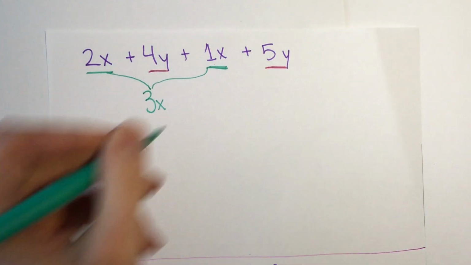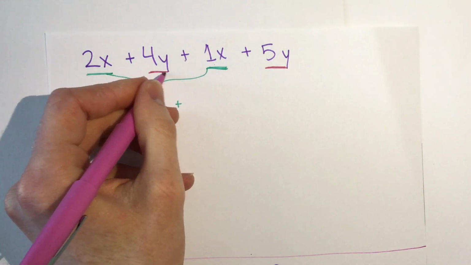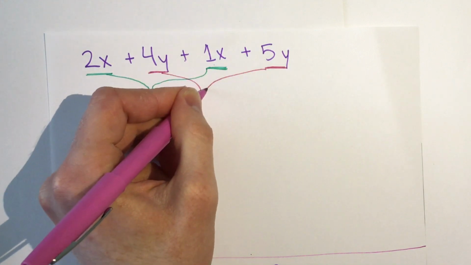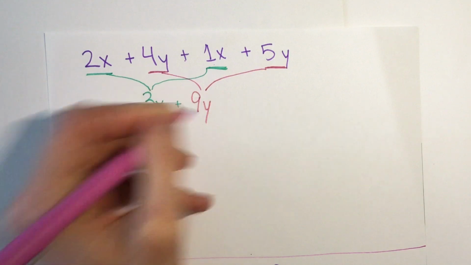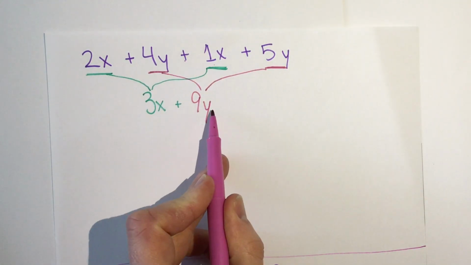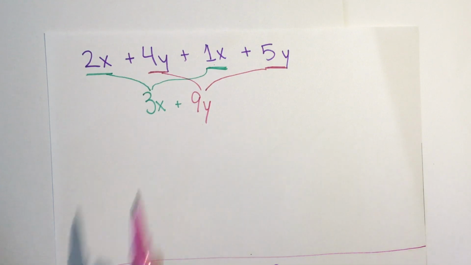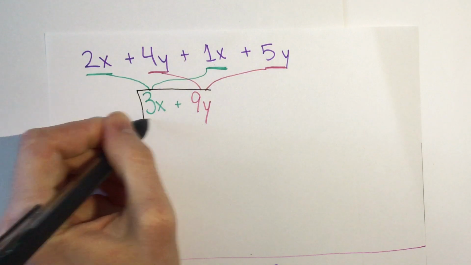But then we add the next part. We look at our y's. 4y plus 5y makes 4 plus 5, 9y. These are not like terms. X and y can't be combined. So our final answer, 3x plus 9y.